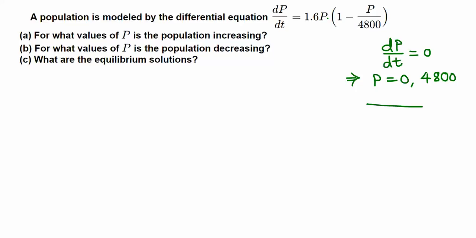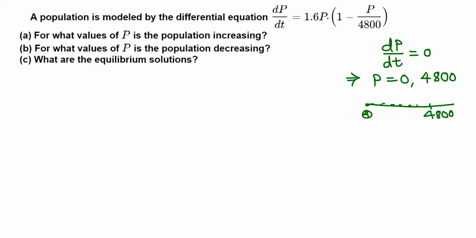Now if you look here, this is the population 0 and 4800. If the population is anywhere in between 0 and 4800, then 1 minus whatever we have that is less than 4800, less than 4800 over 4800, this will be less than 1. 1 minus less than 1 will be positive, and the whole thing will be positive.